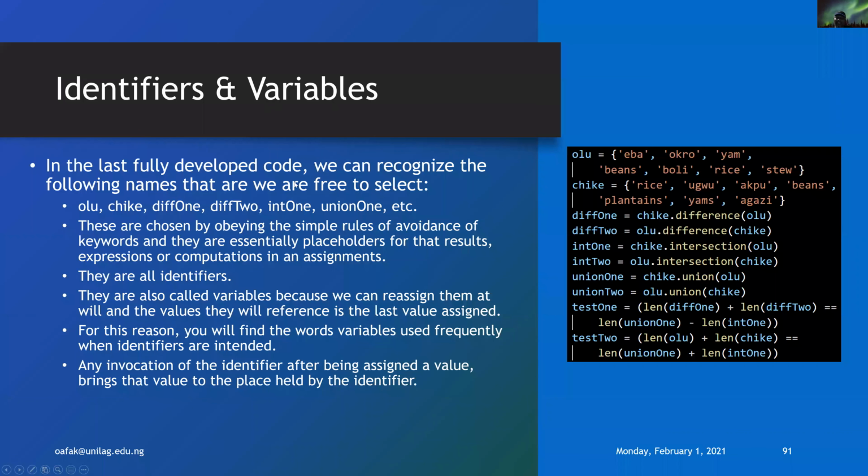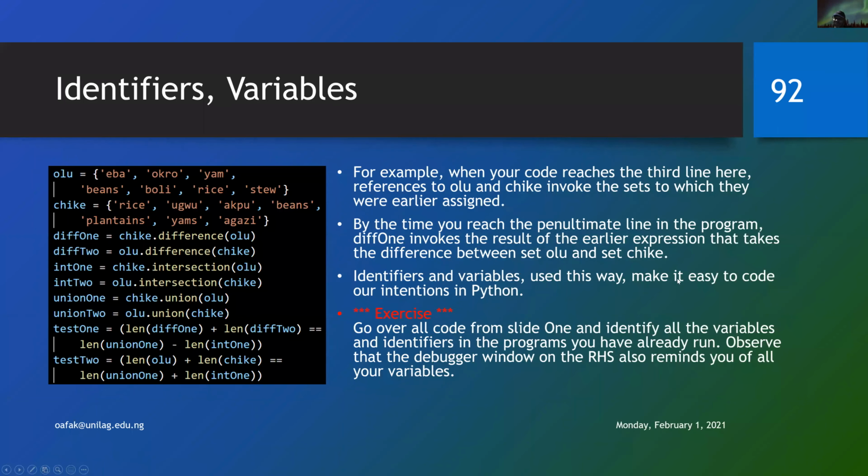So, identifiers and variables. For example, when your code reaches the third line here, which is this line, references to Olu and Chike invoke the sets to which they were earlier assigned. By the time you reach the penultimate line in the program, diff1 invokes the result of the earlier expression that takes the difference between the set Olu and set Chike. Identifiers and variables used this way make it easy to code our intentions in Python.